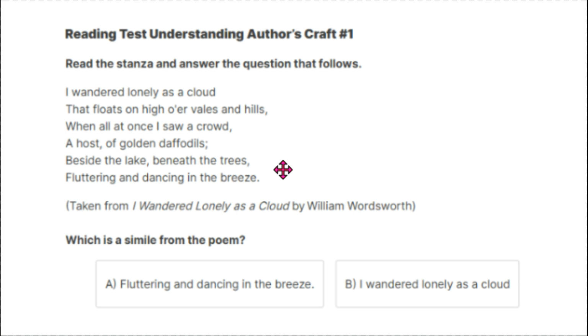Things like that, thinking back to when you may have heard the term, will help you out quite a bit when you're not sure. If you remember you learned about similes at the same time as metaphors, and you do remember what a metaphor is, then you can deduce or guess that a simile is most likely going to be related. So when I see this, I wandered lonely as a cloud, that is making a comparison. And so I'm going to go with that as my best guess.